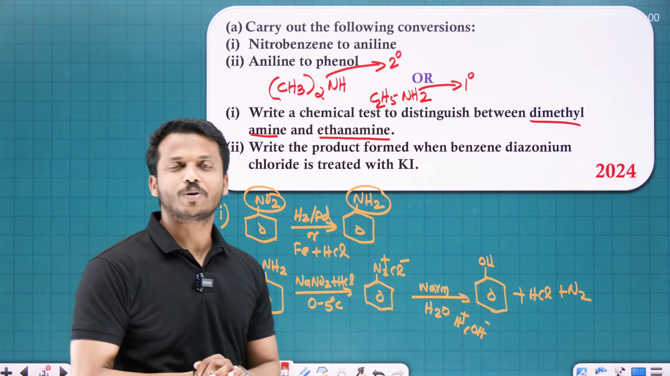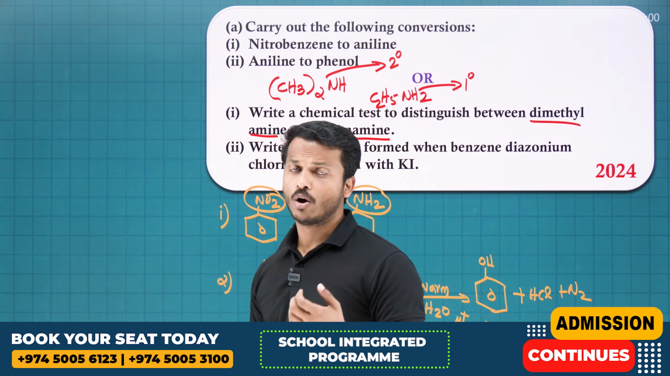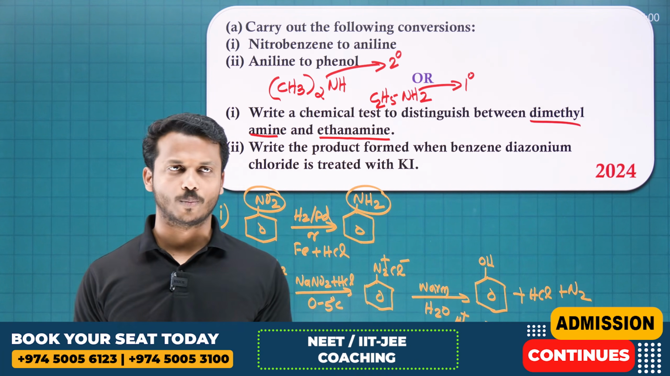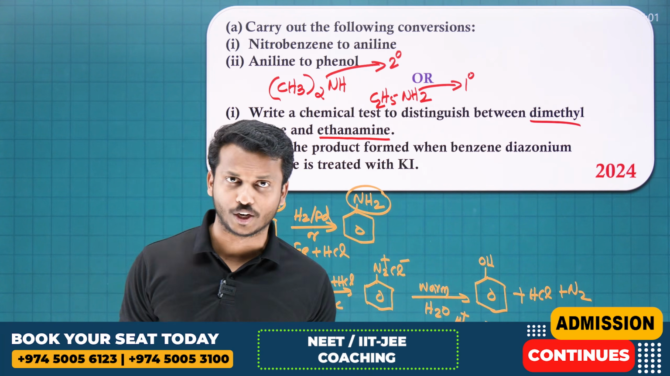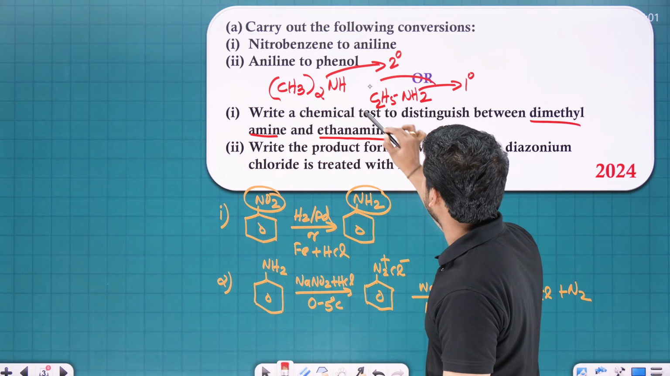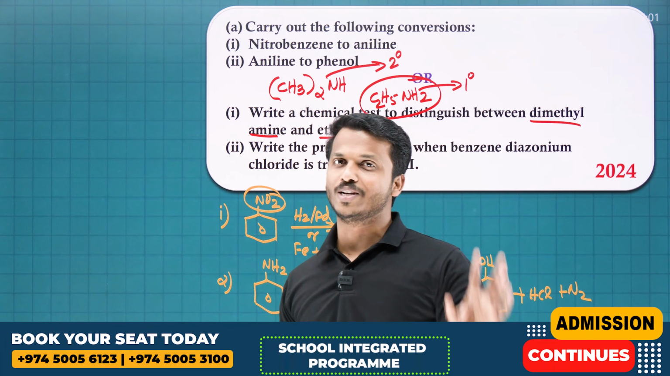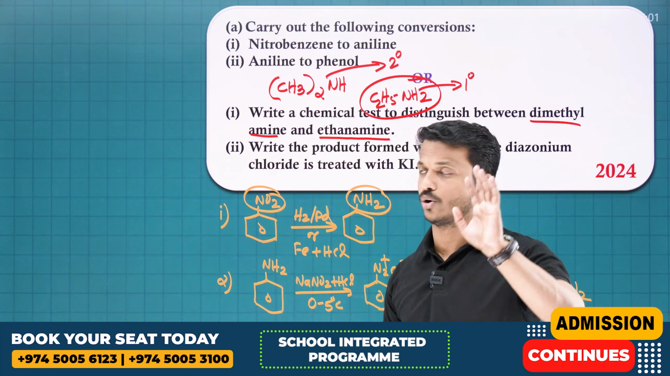How can we distinguish between primary and secondary amine? We can use the Hinsberg test, or we can use the Carbylamine test also. What is the Carbylamine test? The Carbylamine test is only given by primary amines. It will give you the foul-smelling isocyanide, whereas secondary amine does not.